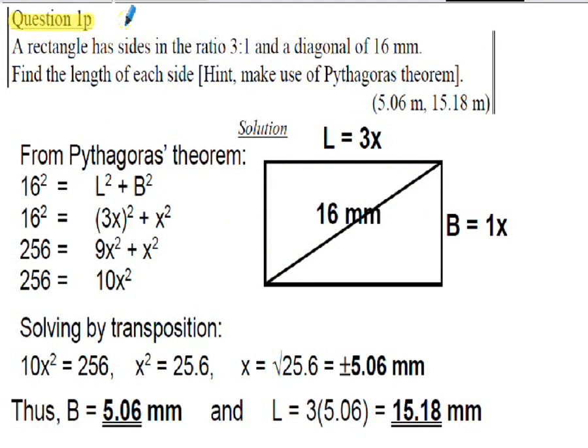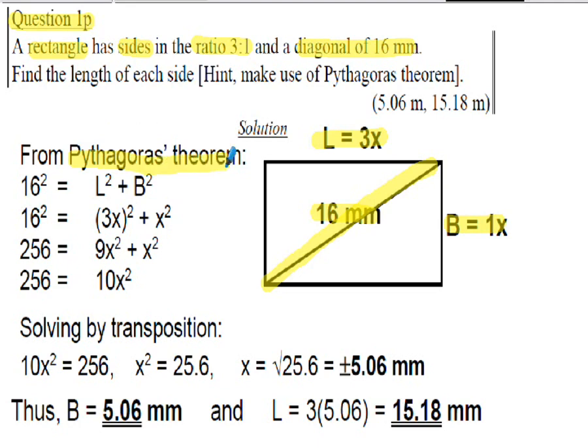Question 1p solution. So we're given a rectangle having sides in the ratio of 3 to 1 and a diagonal of 60 millimeters. We've got to find the lengths of each side, and the hint is to use Pythagoras' theorem. And that's a difficulty with these types of questions, is to know what theory to use. So from the information in the question we can draw a sketch for a rectangle having a diagonal of 16 millimeters, having a length 3 times the width or the breadth. So in this case L is equal to 3x, B is equal to 1x, or just x.